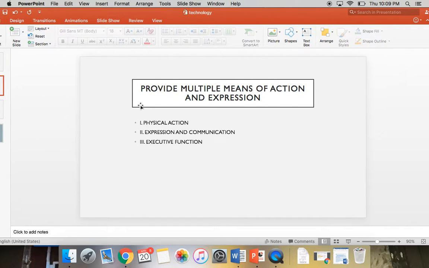The second big section is to provide multiple means of action and expression. Through physical action, Kahoot is super accessible. Students must just click buttons, and it is incredibly easy. Through expression and communication, it shows that there are multiple ways to communicate during class.